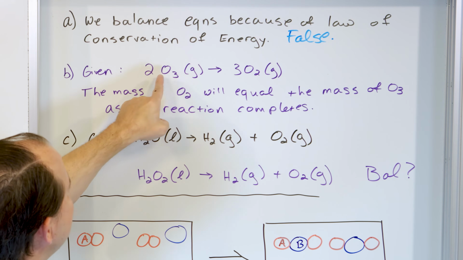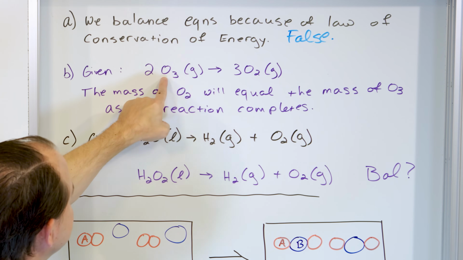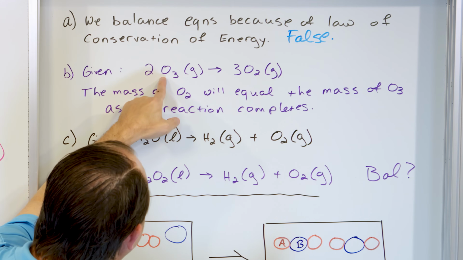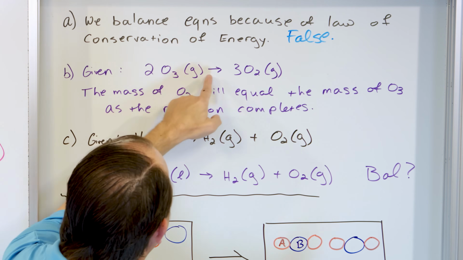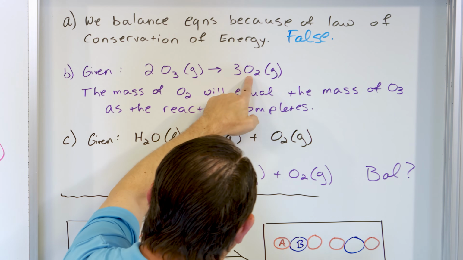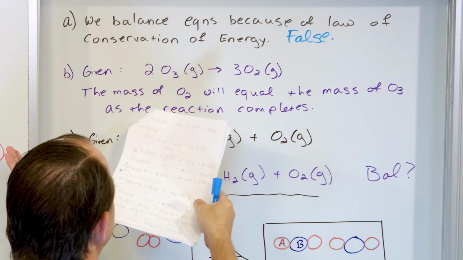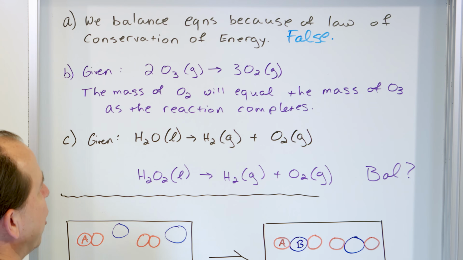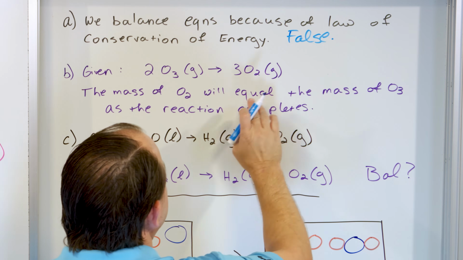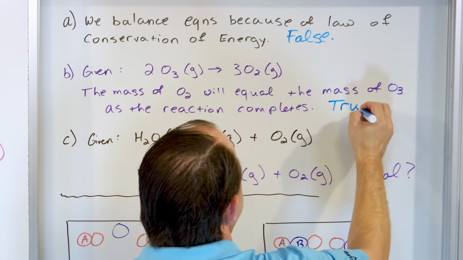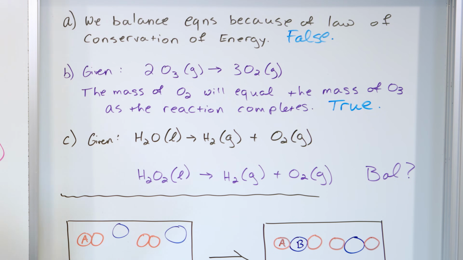How many oxygen atoms do you have here? 2 times 3 is 6, and 3 times 2 is 6. So even though this one is grouped as O3 molecules and this one is grouped as O2 molecules, the total number of atoms is the same, so the mass on the left and the right as the reaction proceeds is not going to change overall. So the mass of O2 will equal the mass of O3 when you add everything together. True. All right, next question.